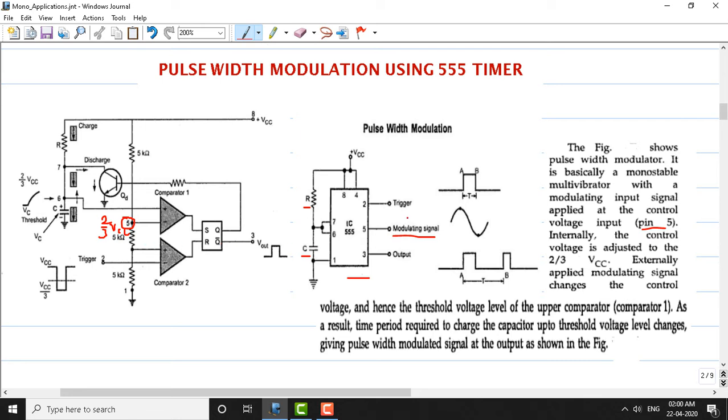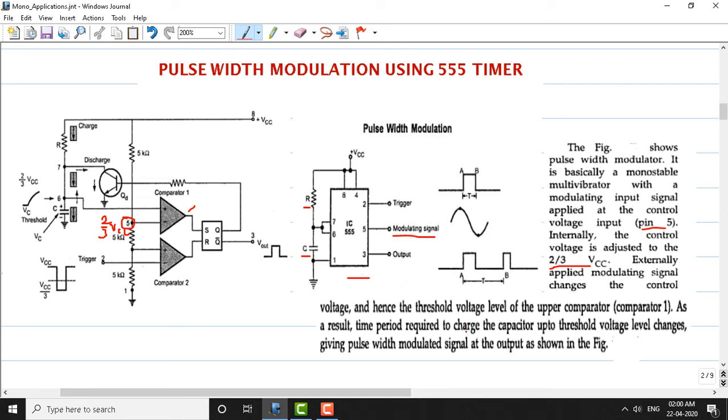The thing to be understood here is that we have already seen, in the voltage divider rule, that at pin number 5, 2/3 VCC exists. Now this pin number 5 is connected to the modulating signal. This 2/3 VCC is now overridden by this sinusoidal signal. Internally the control voltage is adjusted to 2/3 VCC. Externally applied modulating signal changes the control voltage, and hence the threshold voltage level of the upper comparator one also changes. So once we change this, the comparator one output also changes.